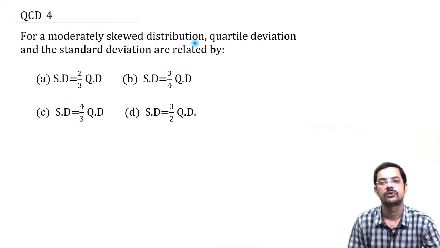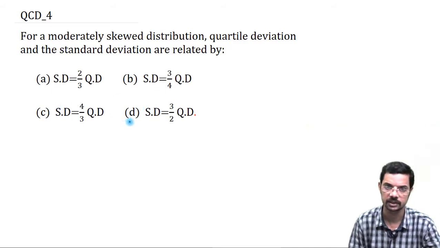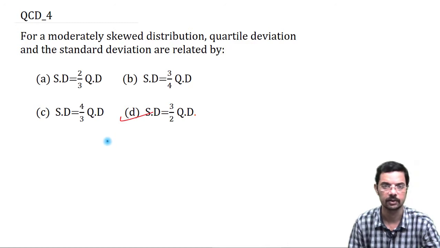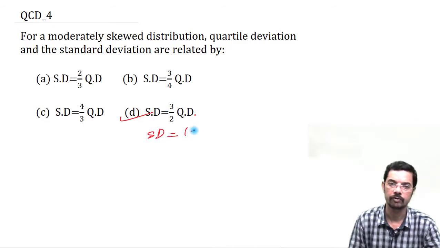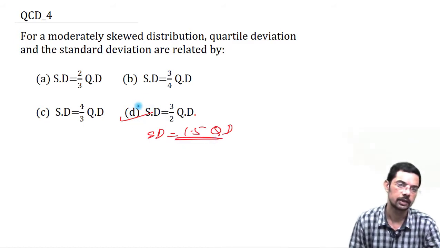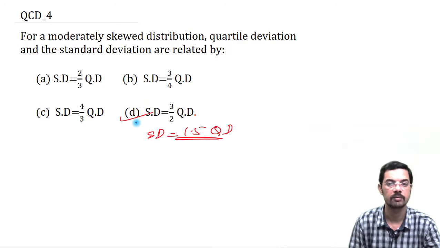For a moderately skewed distribution, the quartile deviation and the standard deviation are related by which of the following relations? We have discussed in the properties of standard deviation that standard deviation will be equal to 3 by 2 times quartile deviation. So option D is the correct answer, or 2 times standard deviation is equal to 3 times quartile deviation, or standard deviation is equal to 1.5 times quartile deviation. This is what you should know. So that is D. The result is derived from the normal distribution concepts, which we shall be taking further later on.